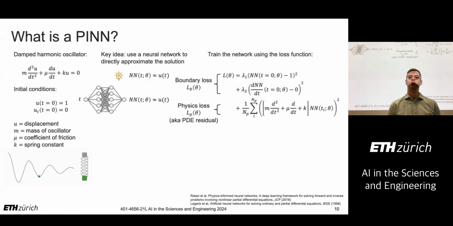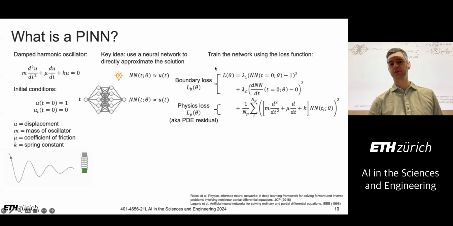So then the question is, what loss function do we use to train the PINN? And this is where we put in this information of the differential equation, as you were suggesting, into the loss function. So we have two components to the loss function. One is called the boundary loss, and one is called the physics loss. Sometimes it's called the PDE residual. I'm just going to refer to it as the physics loss going forwards.